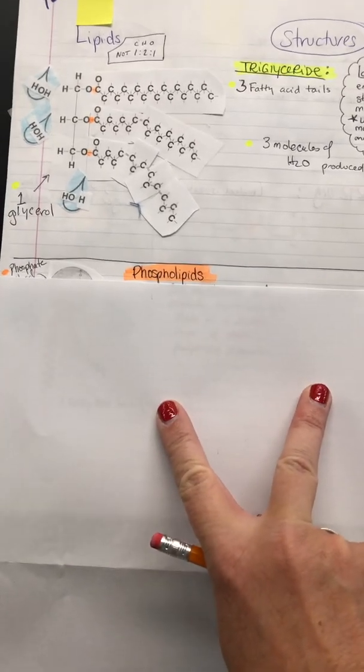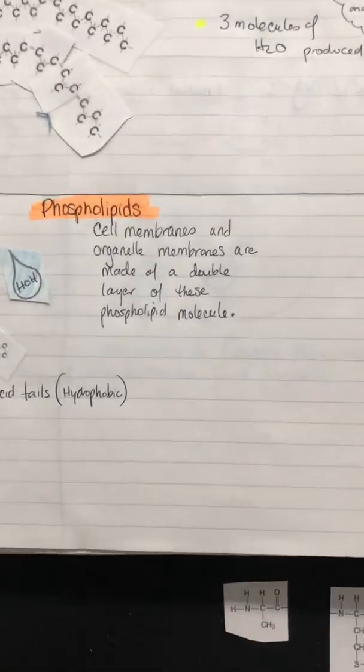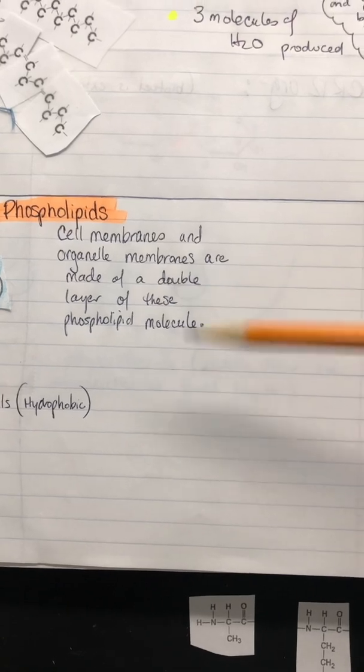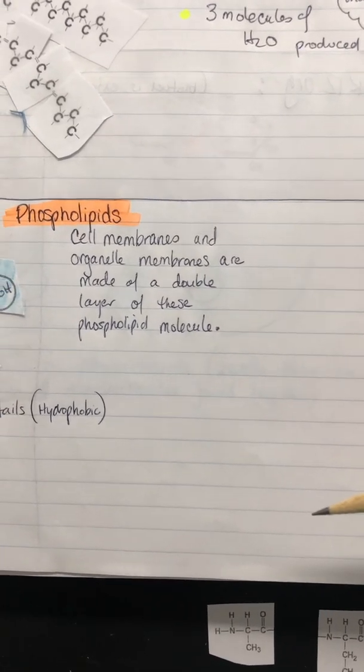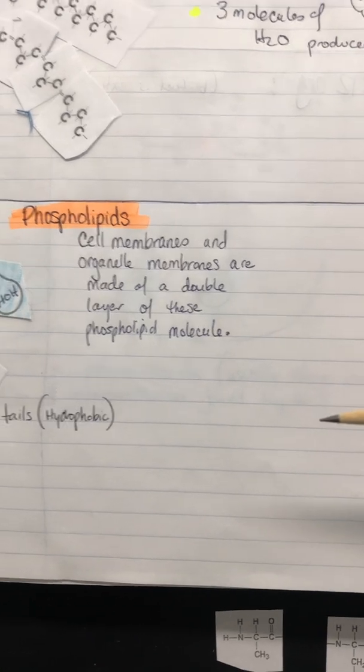These are phospholipids. I'm gonna kind of show you everything at once. Phospholipids are incredibly important for our cell membranes and organelle membranes. They wrap all of our cells and things like mitochondria and chloroplasts and all of the little organelles inside of a cell that do jobs.